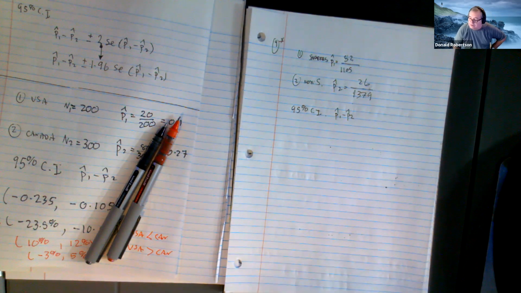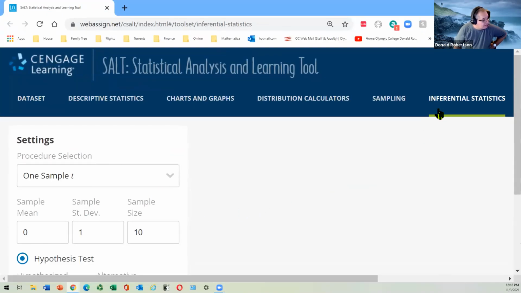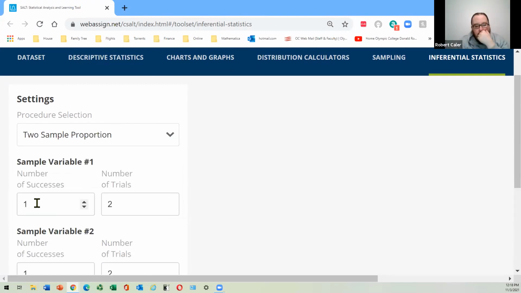So far, so good. So let's get some more practice at what buttons you need to press to make all this happen. Right. So hopefully you're looking at question 9. I'm going to hit the SALT button. Bring this guy across. Okay. I'm in inferential statistics. Which one of these guys do you now pick? Two-sample proportion. Now, number 1 is going to be the snorers.